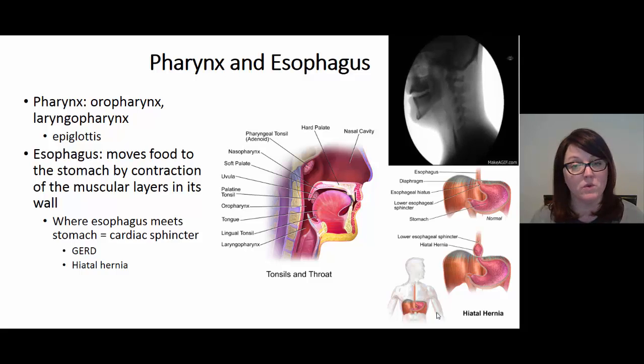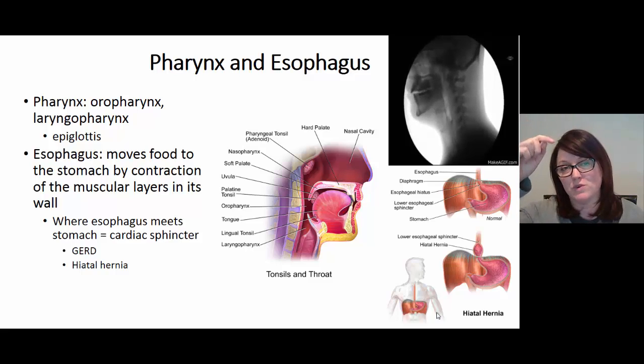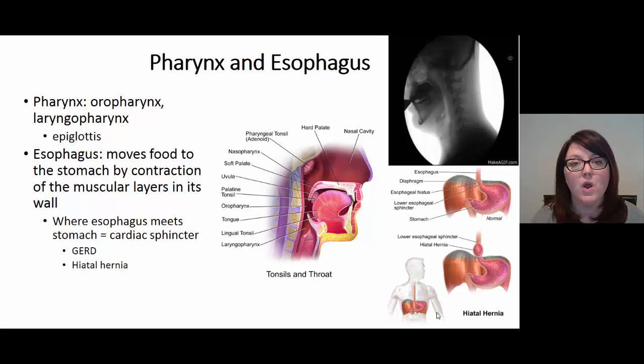Also, when we swallow, we don't want food to go into our larynx and our respiratory system. So when we swallow, the epiglottis is going to fold over the opening of the larynx so that food does not enter into the respiratory tract. So when we swallow, we're actually doing things to prevent food from going up to our nose and down into our respiratory system. Once the food passes from the oropharynx into the nasopharynx, it next enters the esophagus.